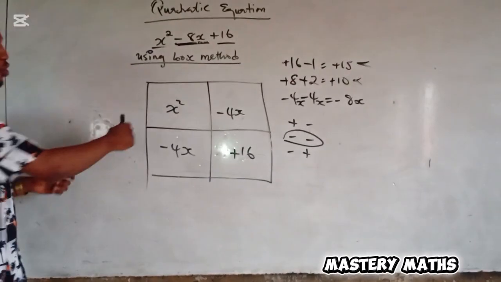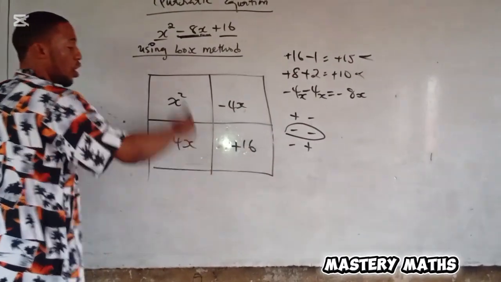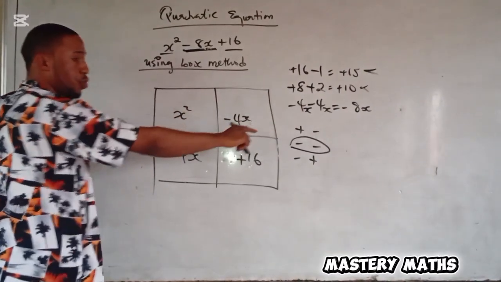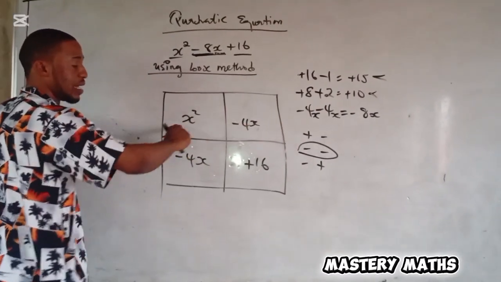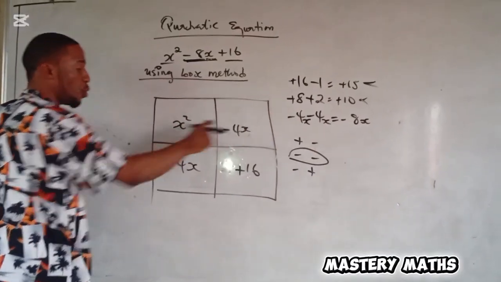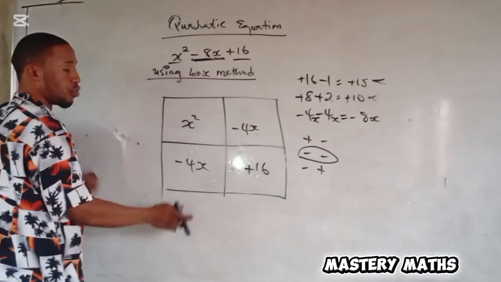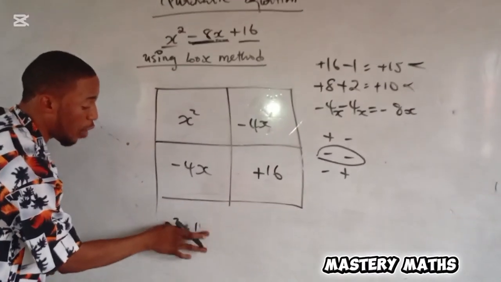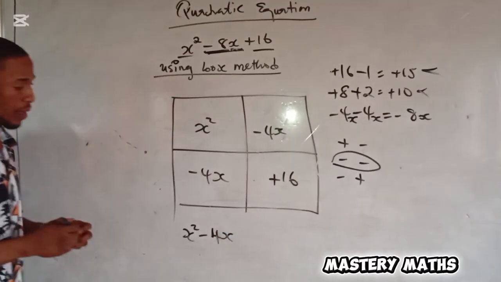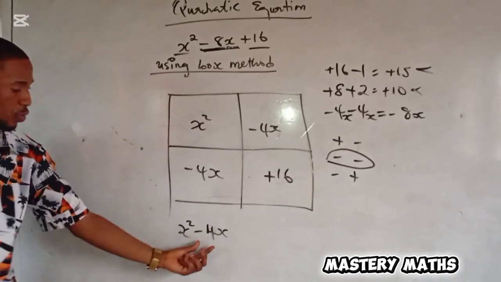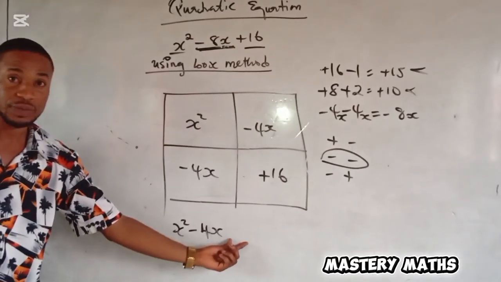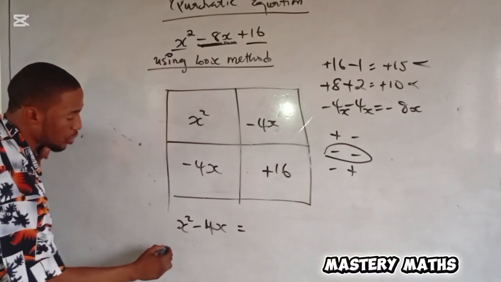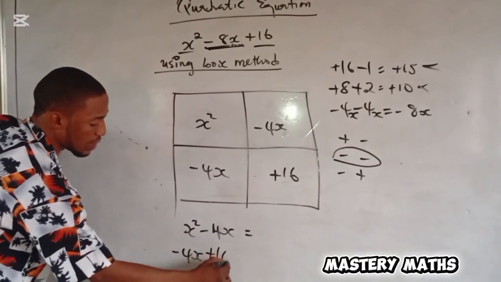Now, first of all, you have your row, column. The first row, you're going to write out the expression you have in the first row, which is x squared minus 4x. You write it out, you put your equality sign. Then the second row, you write your minus 4x plus 16.